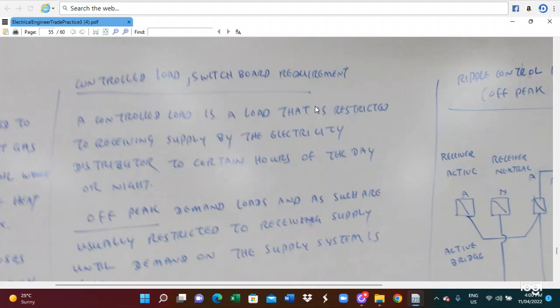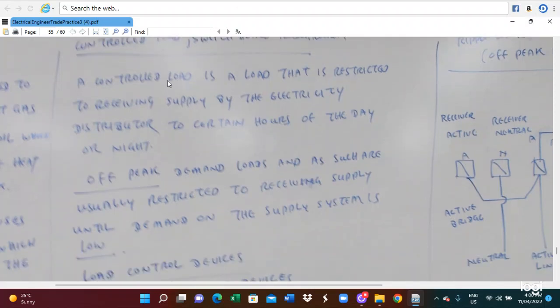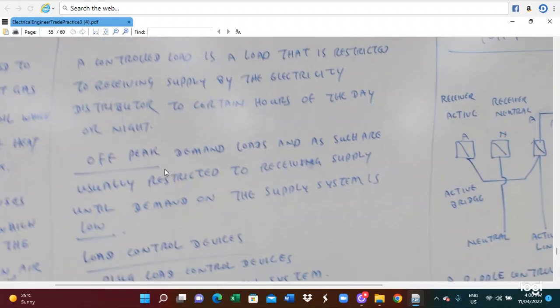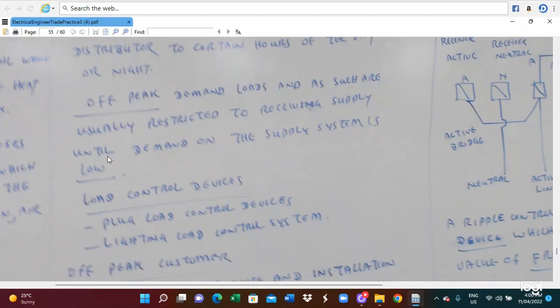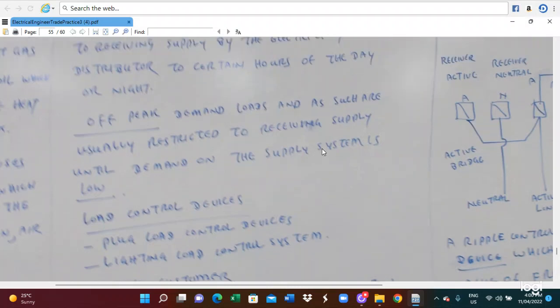Control load and the switch modes are requirements. Control load is a load that is restricted to receiving the supply by the electricity distributor to certain hours of the day or the night. Off-peak demand loads as such are usually restricted to receiving the supply until the demand on the supply system is low.